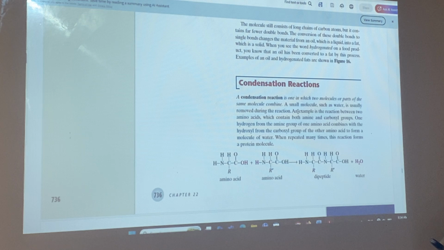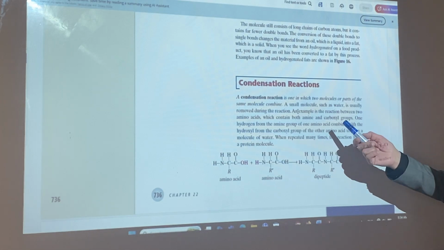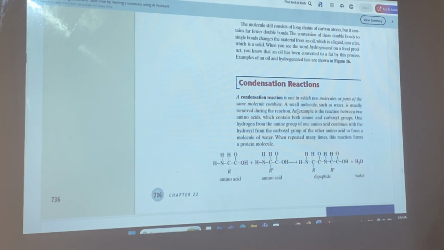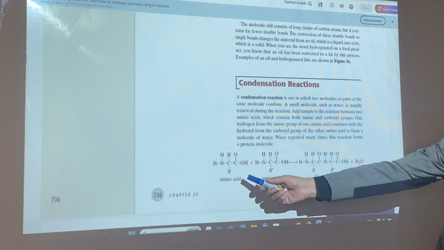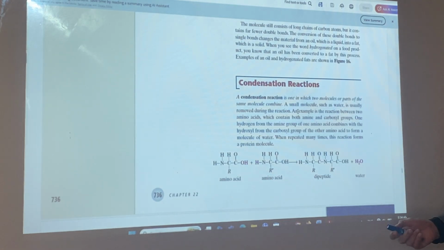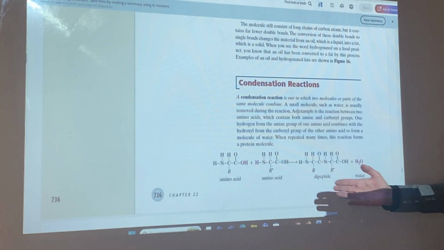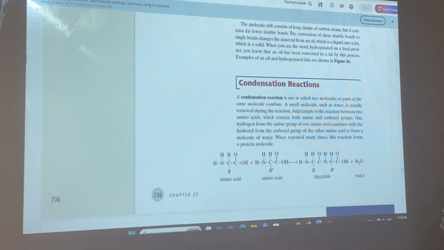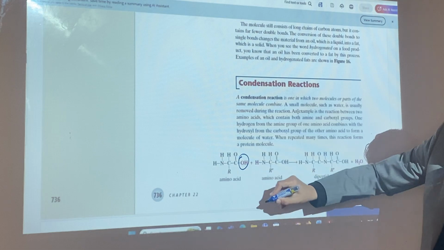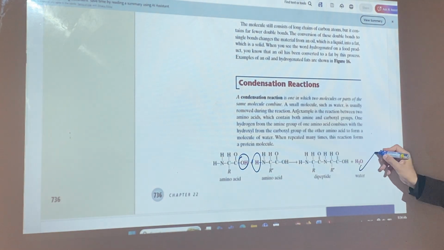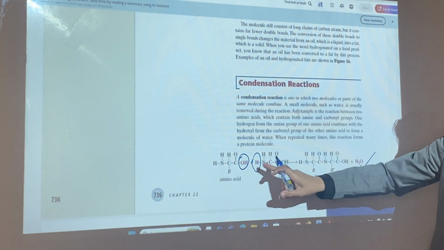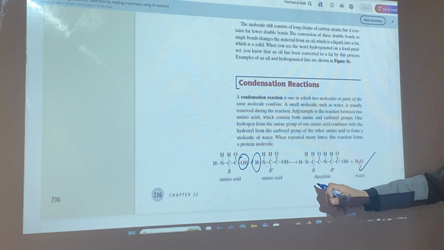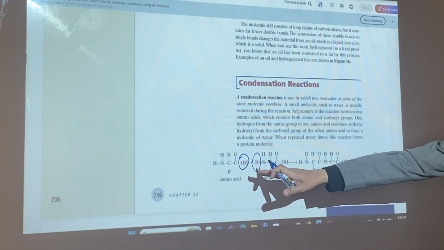combine. A small molecule such as water is usually removed during the reaction. An example is the reaction between two amino acids. When the two amino acids combine, a polymerization reaction occurs, and the condensation reaction produces a dipeptide. You see here we have OH from this side and H from this side producing a water molecule, and then these two small molecules combine, producing a dipeptide bigger than these molecules.